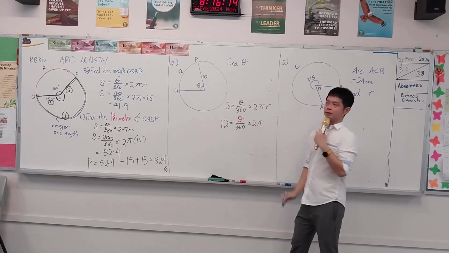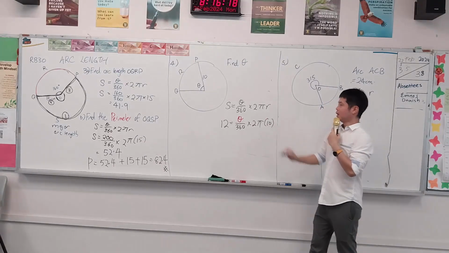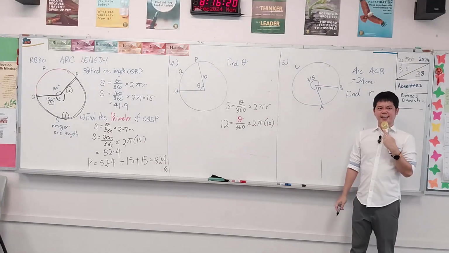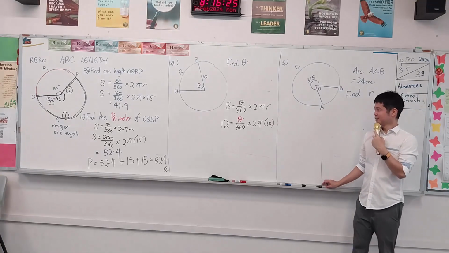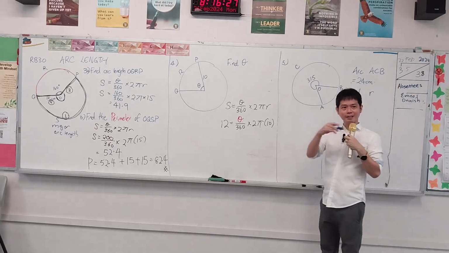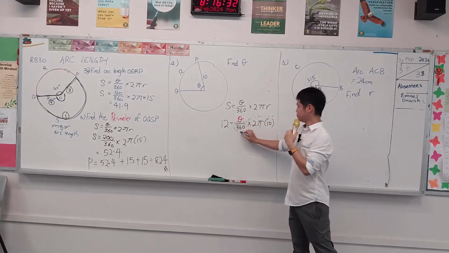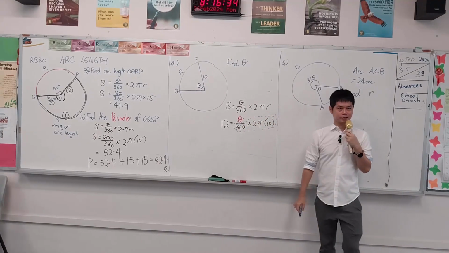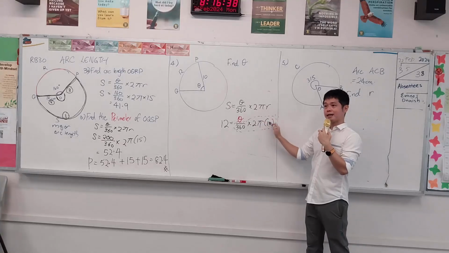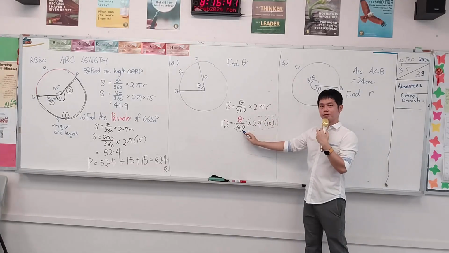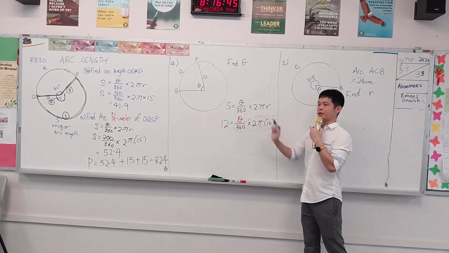And now the radius is 10. Okay, problem. How to find theta if our algebra not so good? You can make theta the subject. That's an easier way. Do this part first. Do you know how to do this part? Take 2 pi r, 2 pi 10 and then you divide by 360. Again, take 2 pi 10, divide by 360.